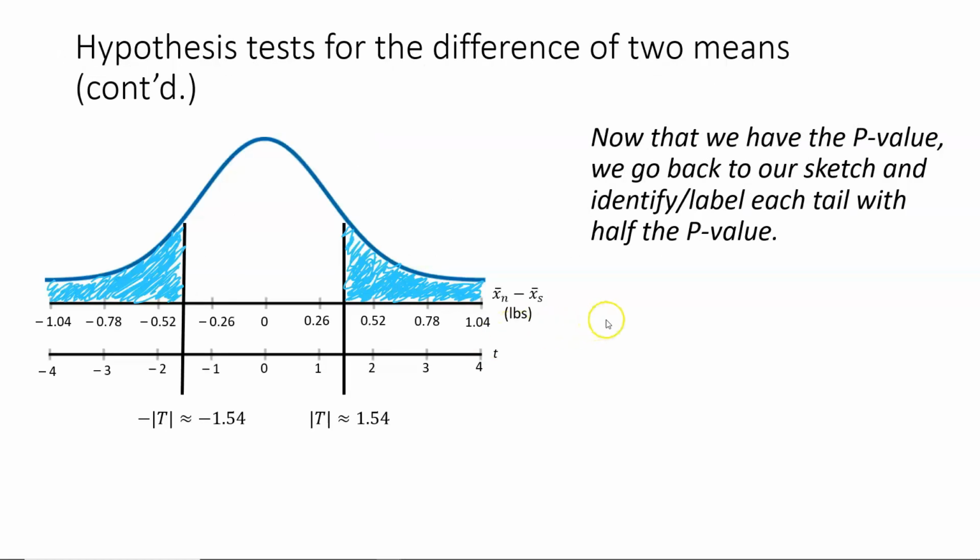Let's go ahead and complete our null distribution sketch at this point. Now that we have the p-value, we go back to our sketch and identify or label each tail with half of the P or probability value.